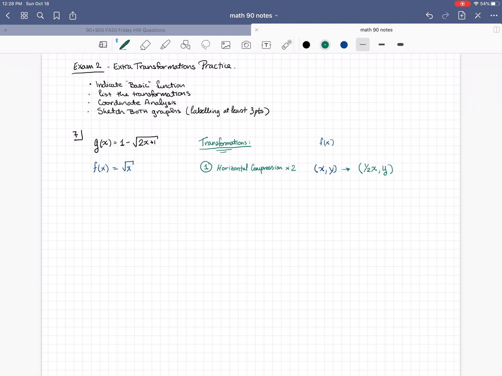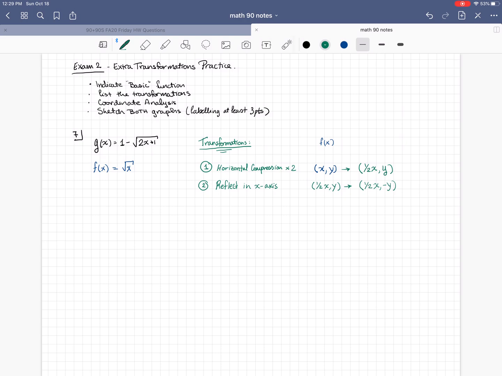Let's do the reflection next. So we have this minus on the outside here, so that's going to be a reflection. Because it's on the outside, we're going to reflect in the x-axis. And since we're starting at 1/2 x, comma, y, the x-coordinate is unchanged by the reflection in the x-axis, but the y-coordinate is rendered opposite. So we're ending up here at 1/2 x, comma, negative y.